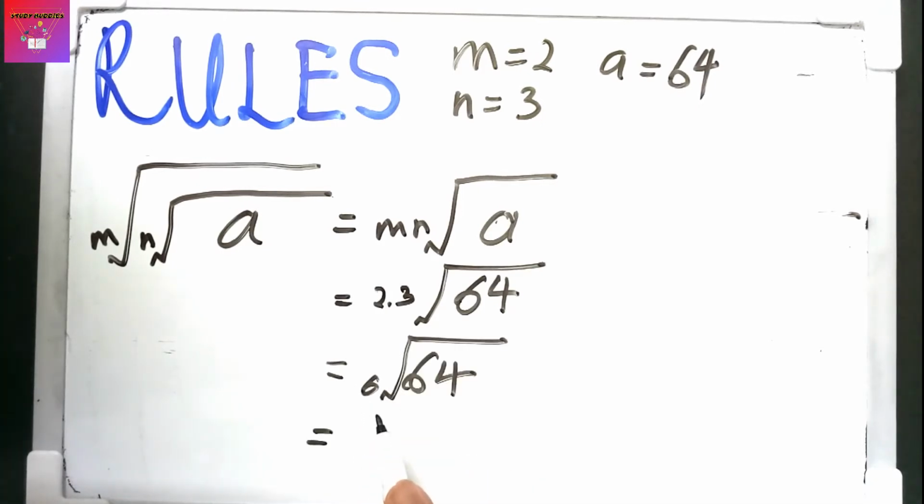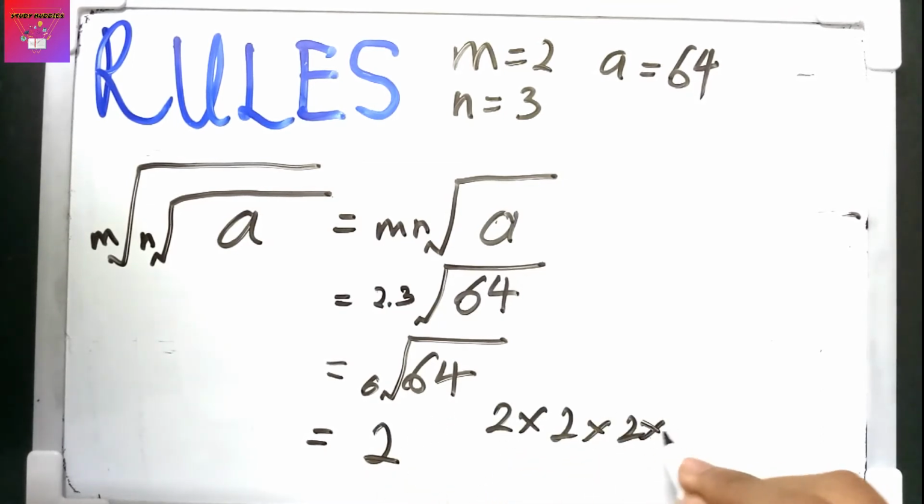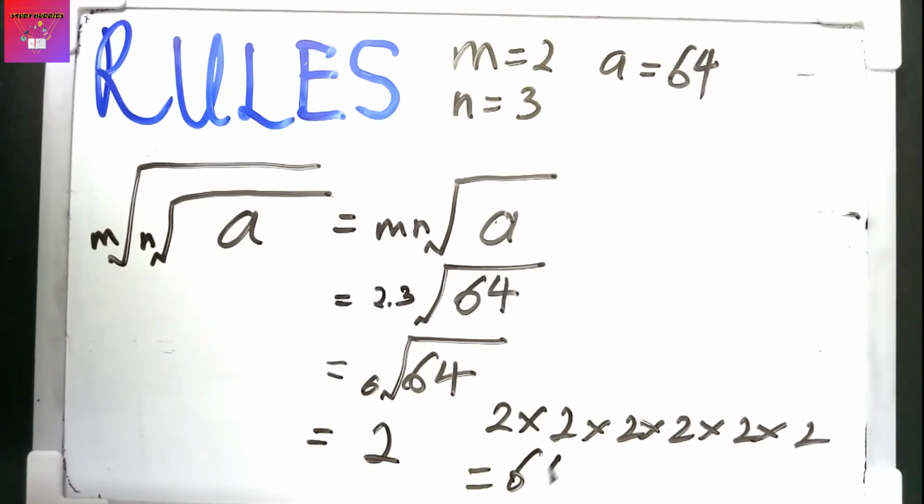So the sixth root of 64, you're going to get an answer 2, which is 2 times 2 times 2 times 2 times 2 times 2. Just to prove to you all, 2 times 2 is 4, 4 times 2 is 8, 8 times 2 is 16, 16 times 2 is 32, 32 times 2 is 64. Yes, that's the correct answer.